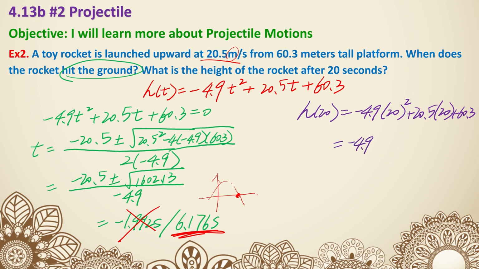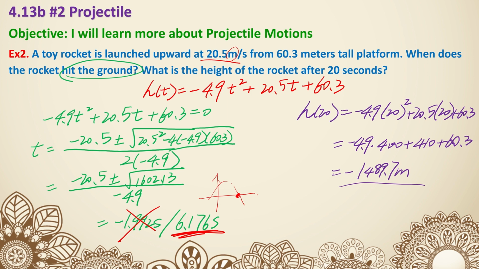And we get negative 4.9 times 400, and then plus 410 plus 60.3. The first part is going to be a pretty big number. So the final answer is negative 1489.7 meter. Well, the issue is, it doesn't make much sense. You're throwing something from a 60.3 meter tall platform. Unless it says you're throwing it off a cliff, how can we actually have negative 1,489.7 meters? That would be, well, the rocket is actually in the ground.